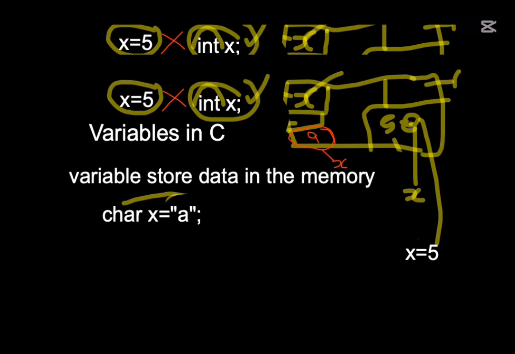So what if you say something like this? char X equals 2. What is going to happen is C is going to look, then check the part of the memory that stores character, and it's going to try to put 2 there. Then C is going to throw an error. It's going to tell you that this part of the memory only accepts character. It does not accept numbers.